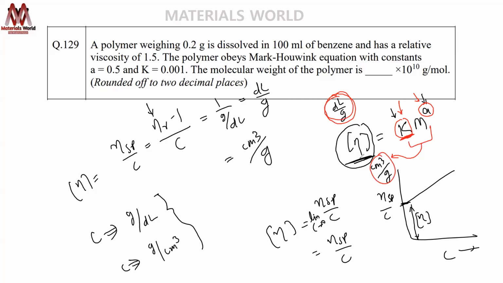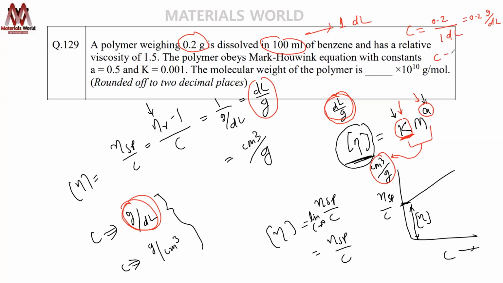Both are okay. Now using this equation, if you see the option given in this question, 0.2 gram is dissolved in 100 ml. 100 ml means 1 deciliter. So if you are calculating in gram per deciliter, then your C will be how much mass, 0.2 gram, by how much volume, 1 deciliter. So that means it will be 0.2 gram per deciliter.